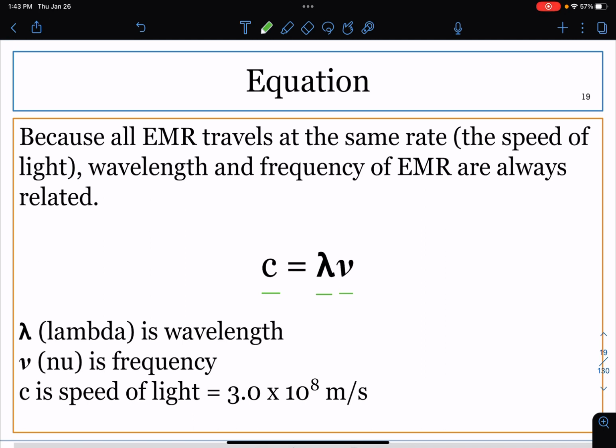Let's rearrange this equation to solve for either wavelength or frequency. If you divide wavelength on both sides of the equation, it would look like this. So frequency can be calculated by taking the speed of light and dividing by the wavelength. Or you could take the speed of light and divide by frequency to solve for the wavelength.